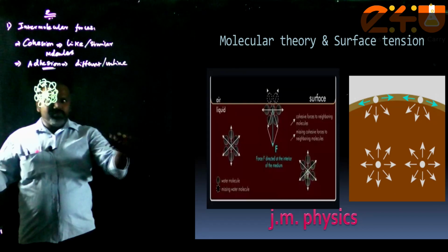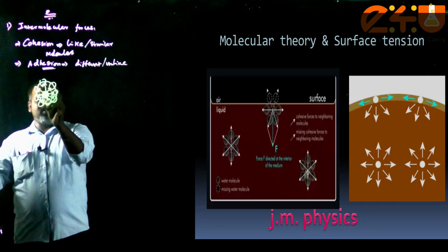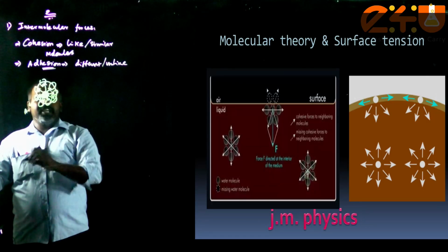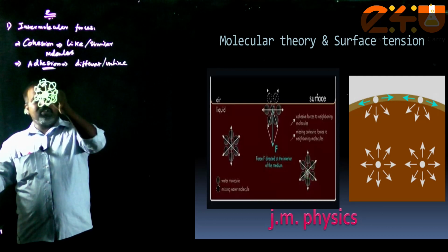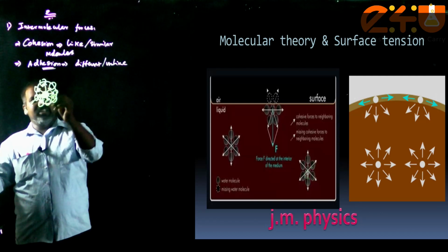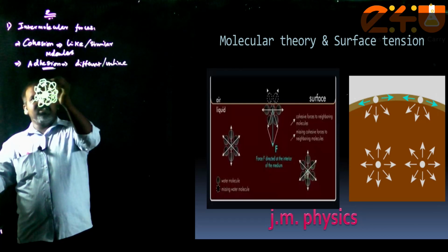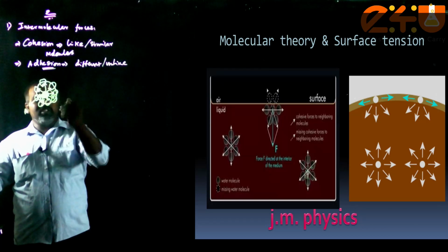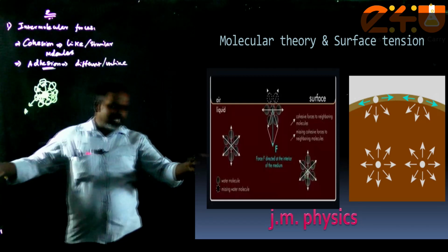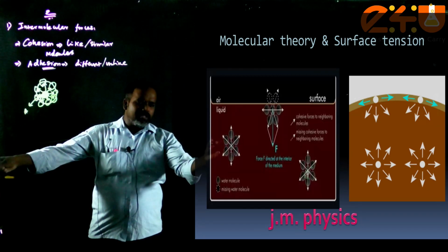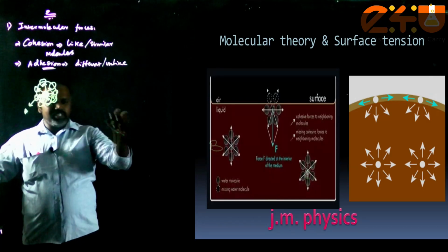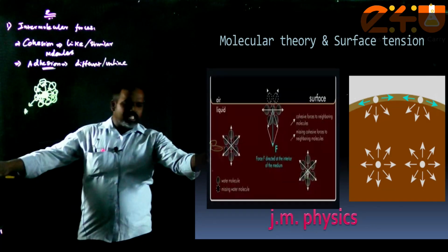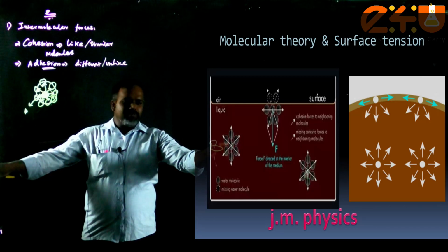Now, say this is molecule A. The net force acting on this molecule A is 0, because it experiences force in all directions, therefore the resultant will be 0. Similarly, consider the second molecule, say molecule B. The same explanation applies here also: the total force acting on molecule B will also be 0.